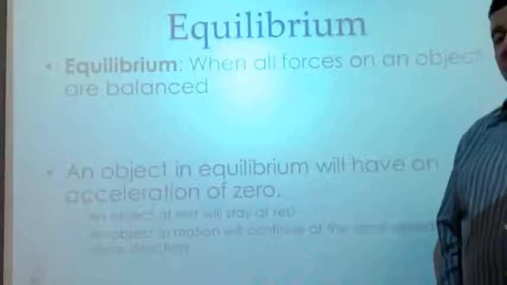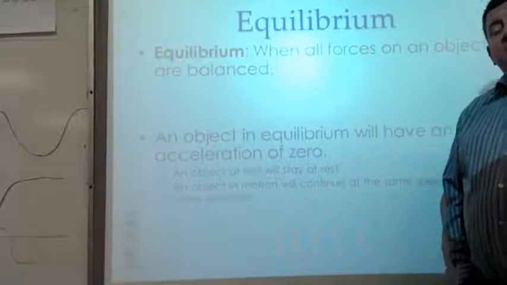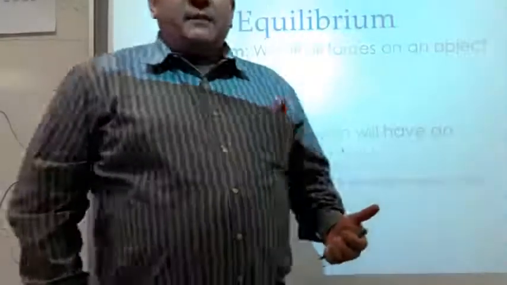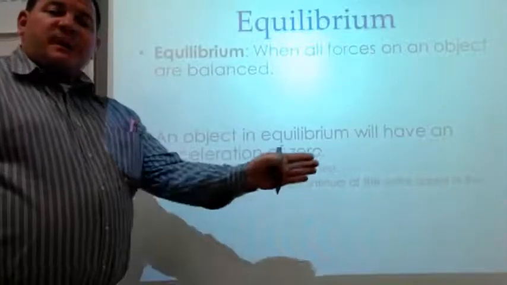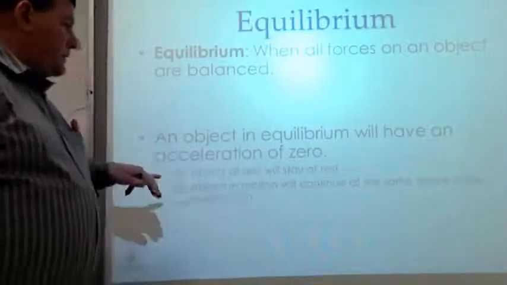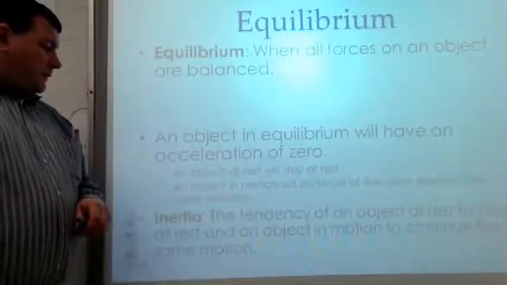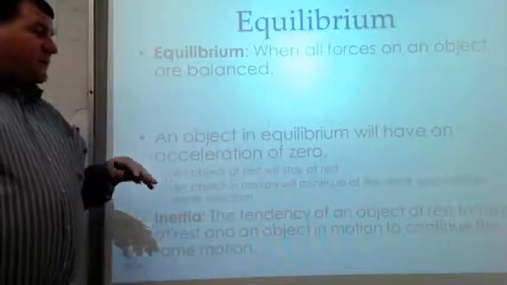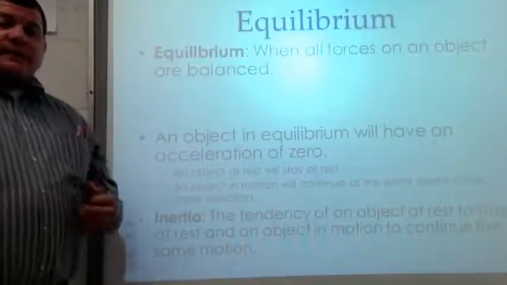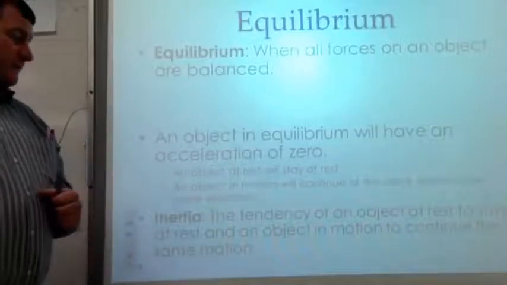That means if it's not moving, it's going to continue not to move. If it is moving, it's going to keep moving in the same direction at the same speed. It's not going to turn, it's not going to speed up, it's not going to slow down. Same speed, same direction. This is called inertia. Inertia is the tendency of an object at rest to stay at rest, and the tendency of an object in motion to continue in that same motion.